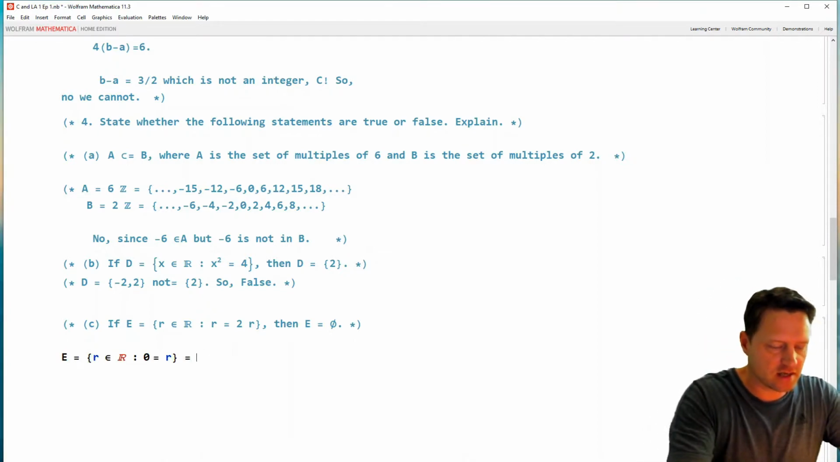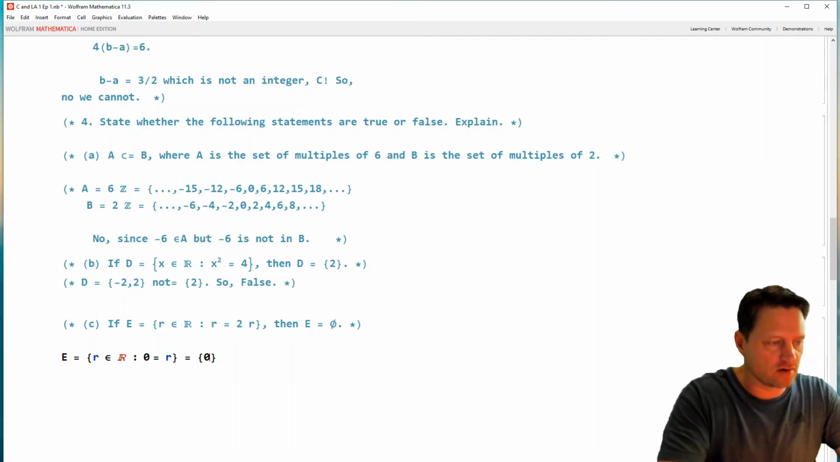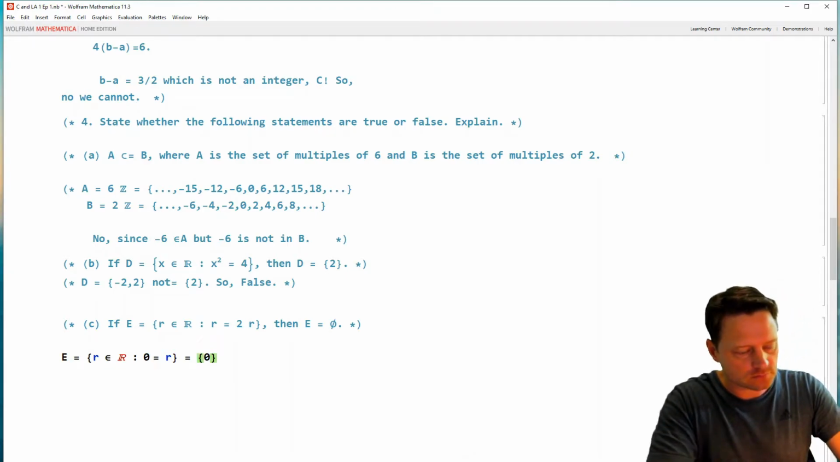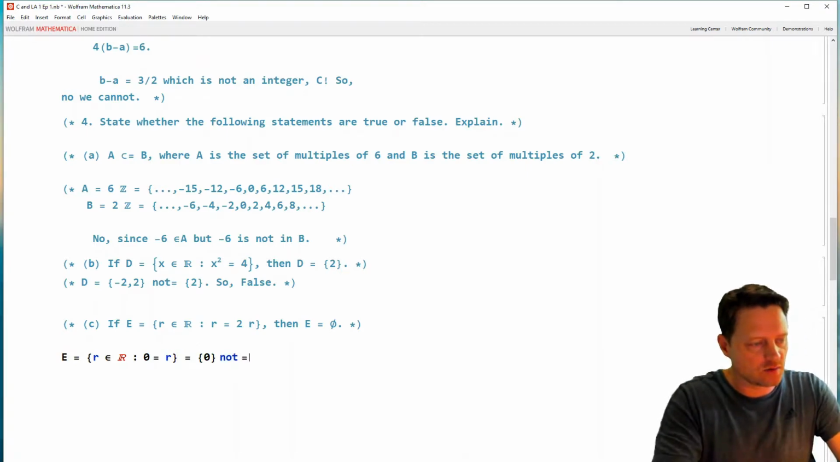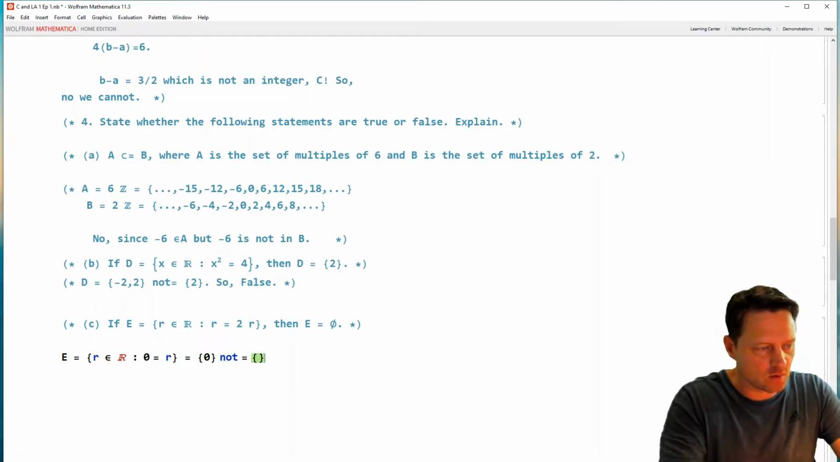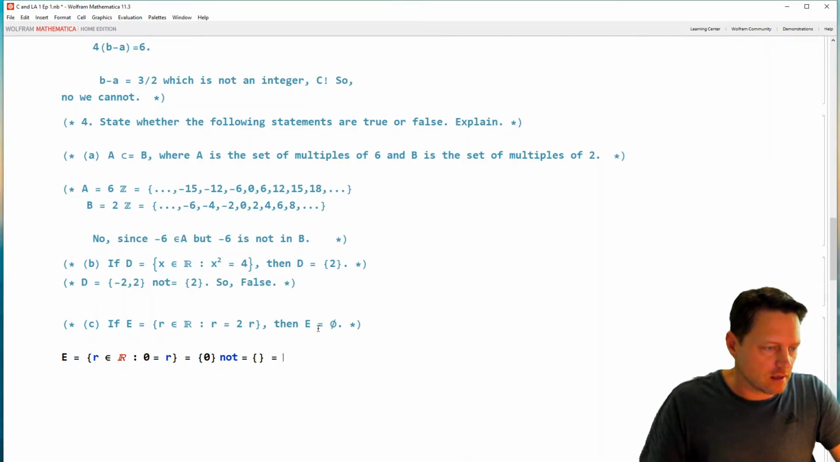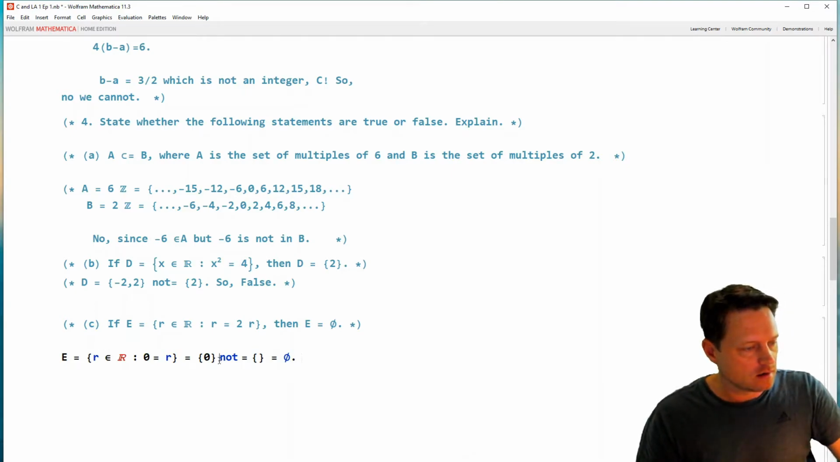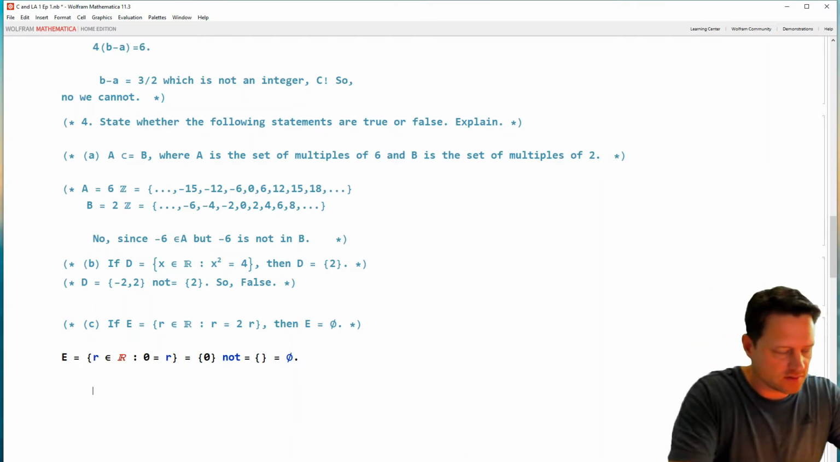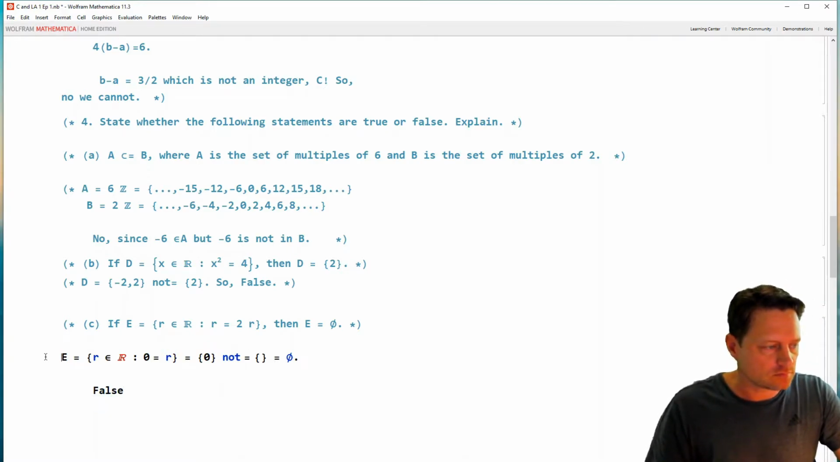And what is this set? It's just the set containing 0, right? Now, this is not the same. So I'll say not equals the set with nothing in it, which is the empty set. Okay, right, so these two are not the same. So this is not the same as this. And so this one is false. Okay, so that's a comment as well.